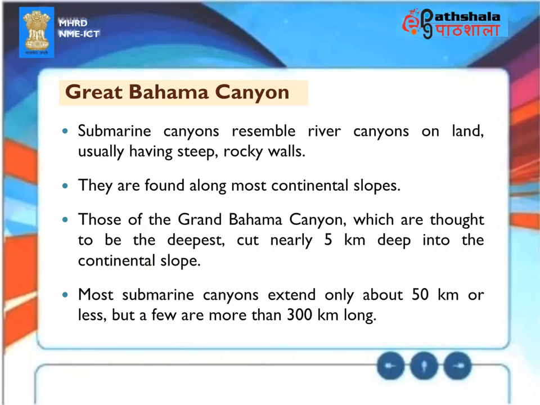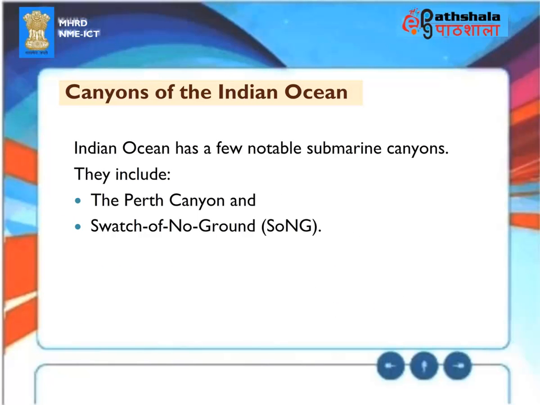Submarine canyons resemble river canyons on land, usually having steep, rocky walls. They are found along most continental slopes. Those of the Grand Bahama Canyon, which are thought to be the deepest, cut nearly 5 kilometers deep into the continental slope. Most submarine canyons extend only about 50 kilometers or less, but a few are more than 300 kilometers long.